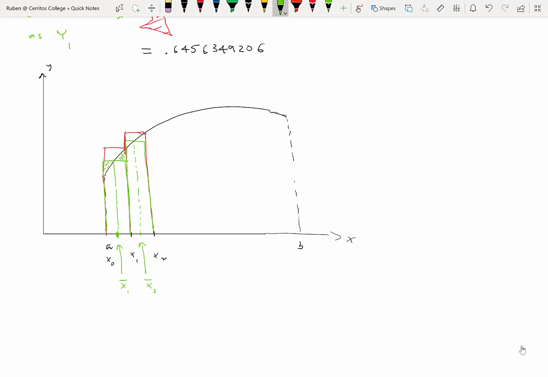We would keep doing this until we got to the last subinterval between x sub n minus 1 and x sub n, and we would average those two endpoints of the last subinterval. We would go up to the curve at that point and form a rectangle. Oops, I guess I could fix my rectangle a little bit. A little better. Okay.